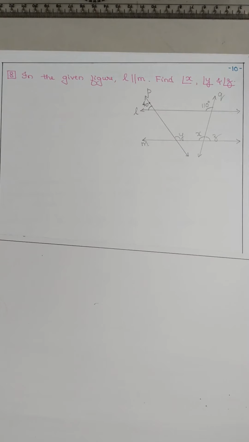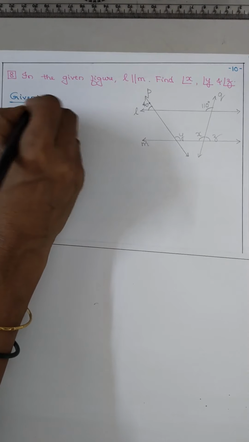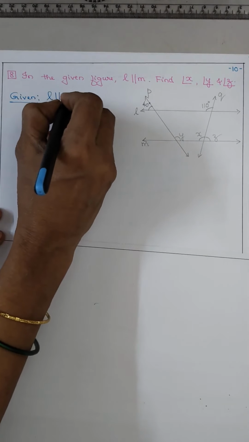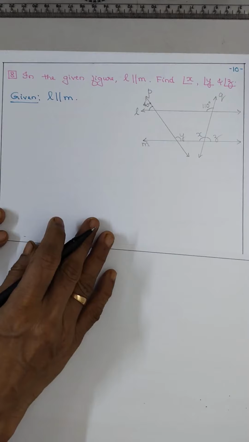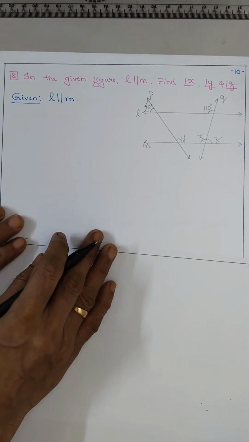Okay, we'll write the given. First write given: L parallel to M, and whatever angles are given we have to mention.